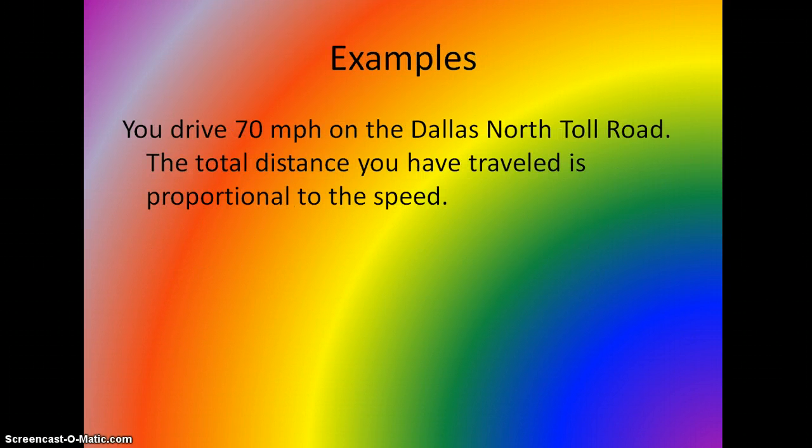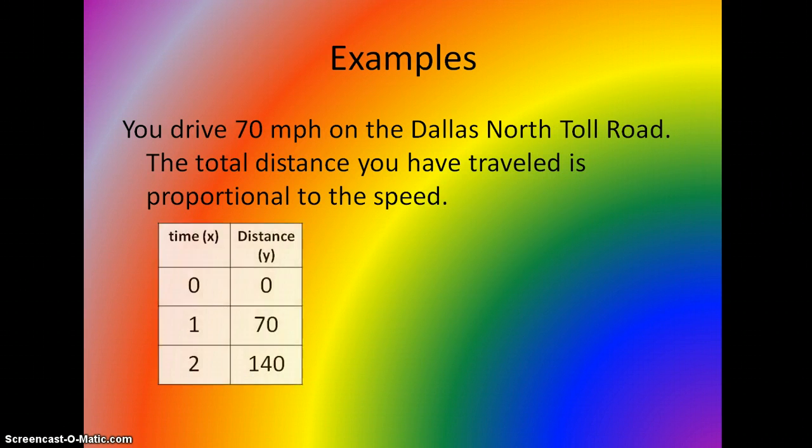As an example, if you drive 70 miles per hour on the Dallas North Toll Road, then the total distance you have traveled is proportional to the speed. Let's look at a table of this data. If I'm traveling 70 miles per hour, I can quickly generate a table. If I have driven no time at all, I will have traveled no distance. But if I've traveled 1 hour, I will have traveled 70 miles. And 2 hours, it would be 140 miles, as long as I continued that speed.